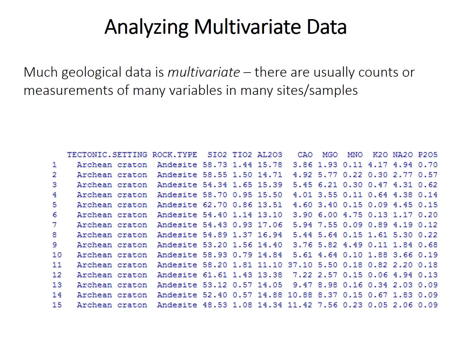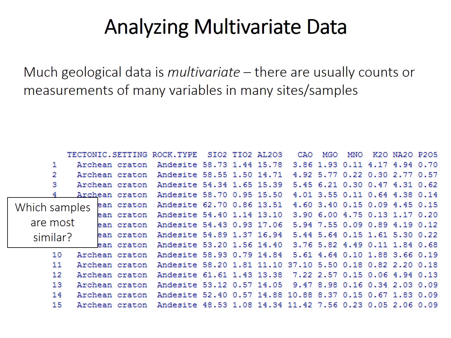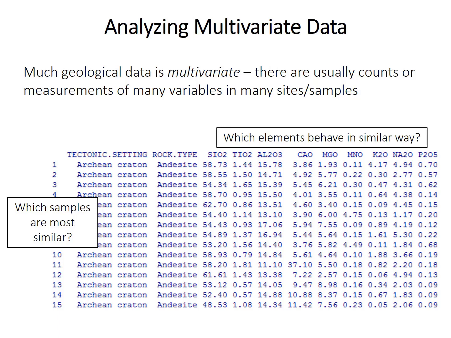A lot of the data that you encounter as a scientist or a geoscientist is multivariate. There are counts or measurements of many different variables in many different sites or samples. So this type of data is difficult or really often impossible to analyze qualitatively. You can't just look at this and figure out which samples are most similar to each other, or maybe just samples from particular categories, like rock types or tectonic settings in this case, tend to group together. We also want to know which variables, like elements in this case, behave in a similar way.